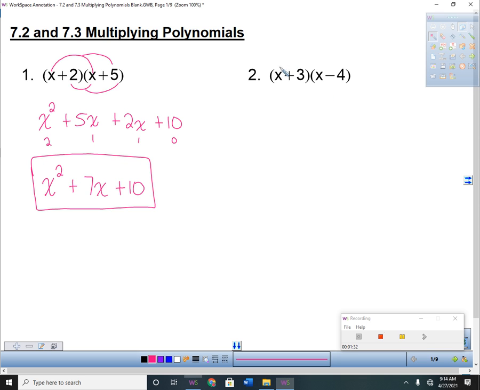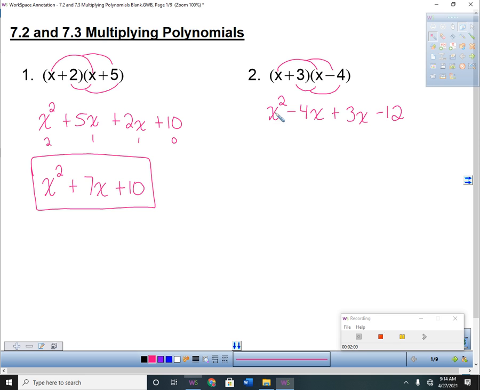So on number 2, same thing. I'm going to take this first number times both numbers in the other parentheses. So x times x is x to the second. X times negative 4 is negative 4x. 3 times x is 3x. And 3 times negative 4 is negative 12.